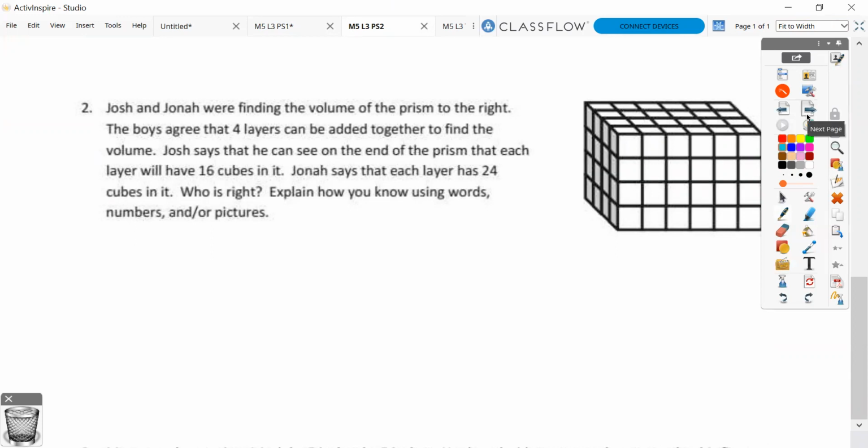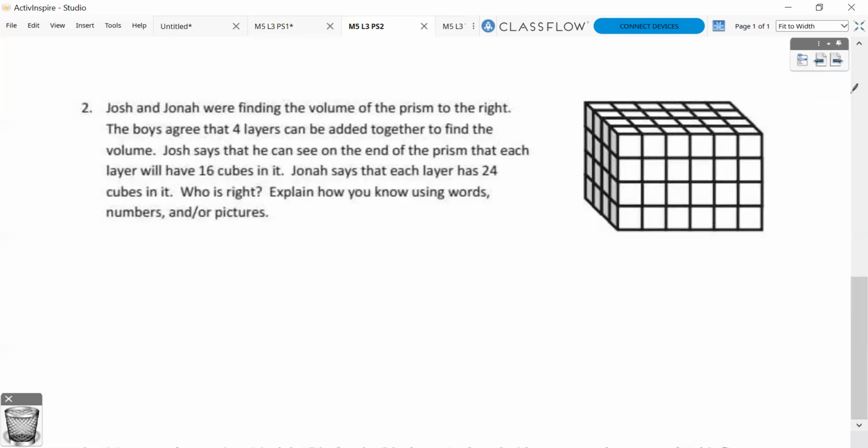All right, Josh and Jonah, J and J, were finding the volume of the prism to the right. The boys agree that 4 layers can be added together to find volume. Josh says that he can see on the end of the prism that each layer will have 16 cubes on it. Jonah says that each layer has 24 cubes in it. Explain how you know using words, numbers, or pictures.